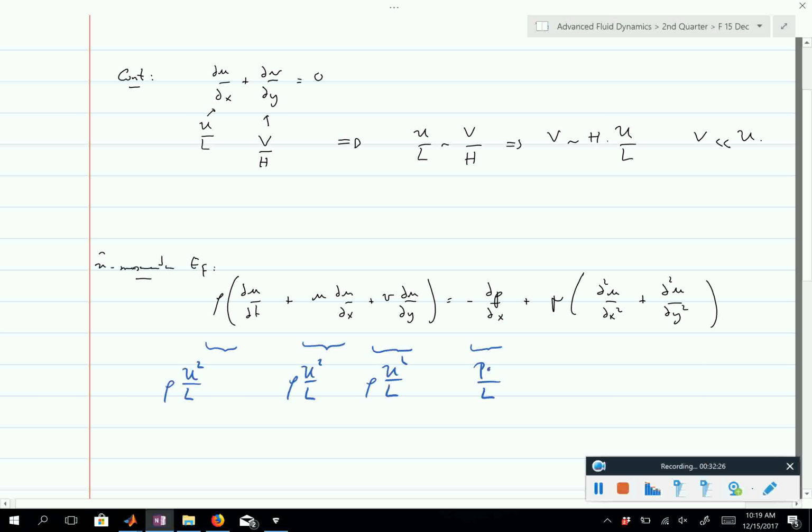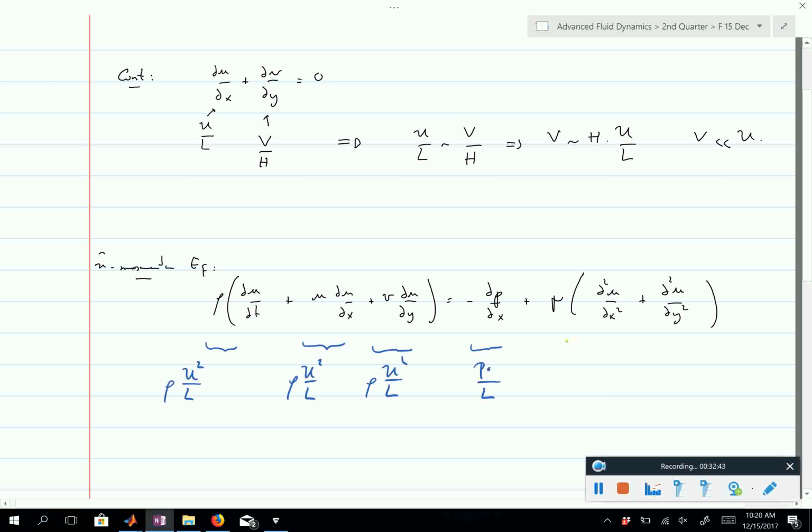The one with respect to x or y? X, yeah, because x is a long length scale. So this is the one where you're going to have very little gradient in the x direction, but a lot of them in the y direction.